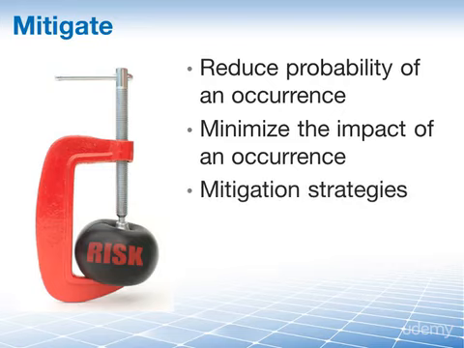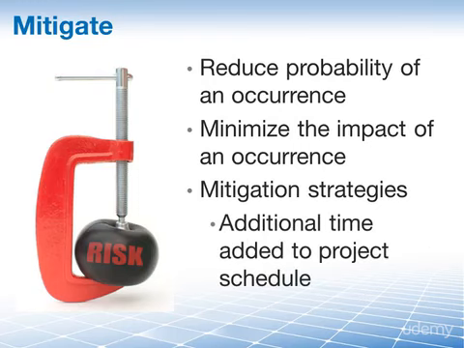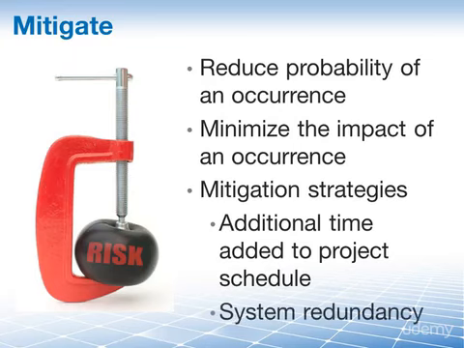Some examples of mitigation strategies are that you may add additional time into your schedule, like changing the delivery date in order to avoid bad snowstorms that tend to occur in a particular month, or you may include redundancy in your system design plans to reduce the impact from a failure of a component. As with avoidance, there are countless mitigation strategies. But in the end, there is no way that you will be able to eliminate all risks on your project with the strategies that we have seen so far.